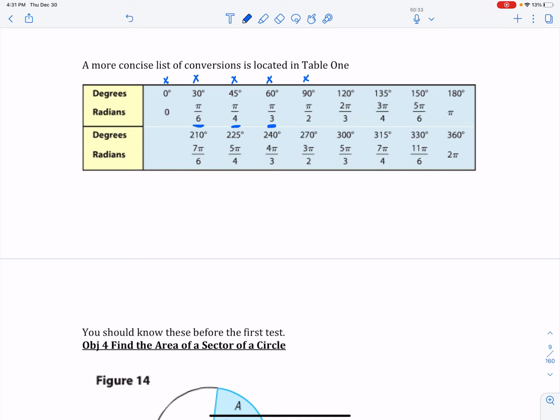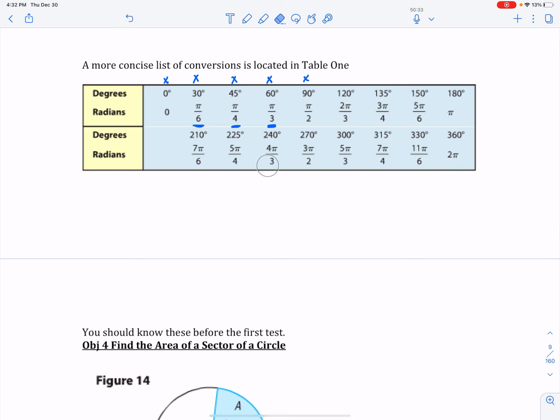So if we look at the rest of these, 120, and also let's do all the ones with 3 in them. So I'm going to circle these. So anything with the 3 in the denominator is based off of the 60-degree measurement. So 120 is 2 pi over 3, 240 is 4 pi over 3, 300 is 5 pi over 3.